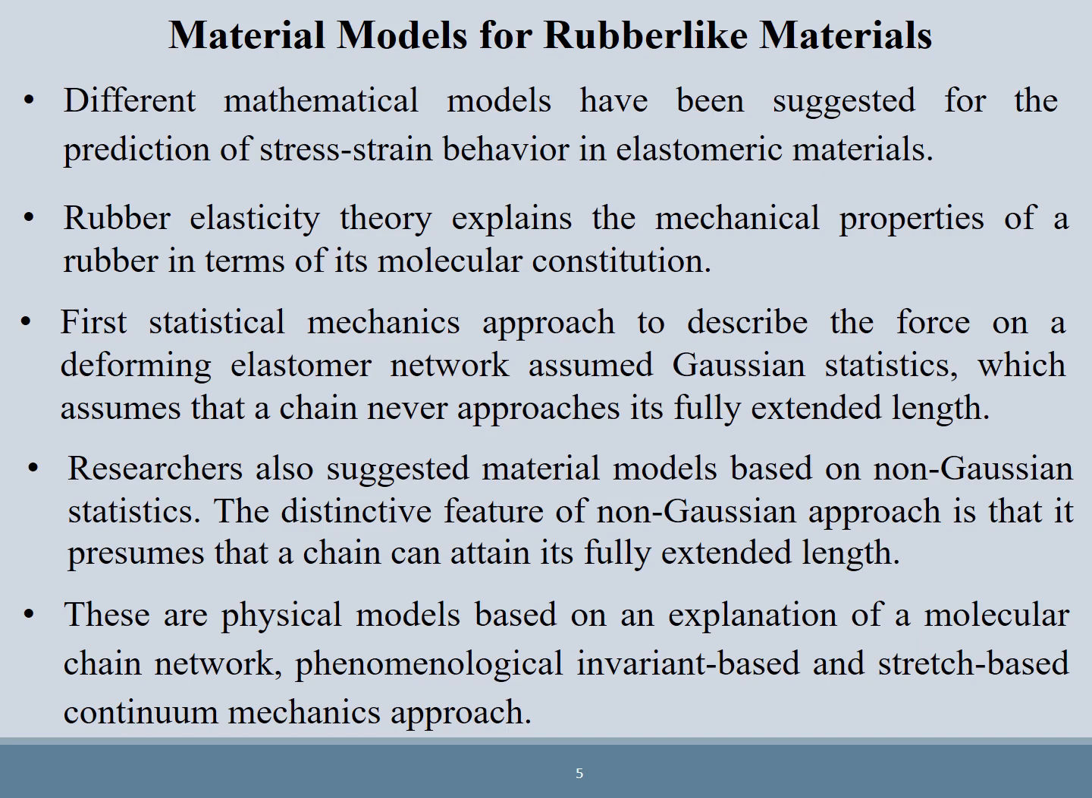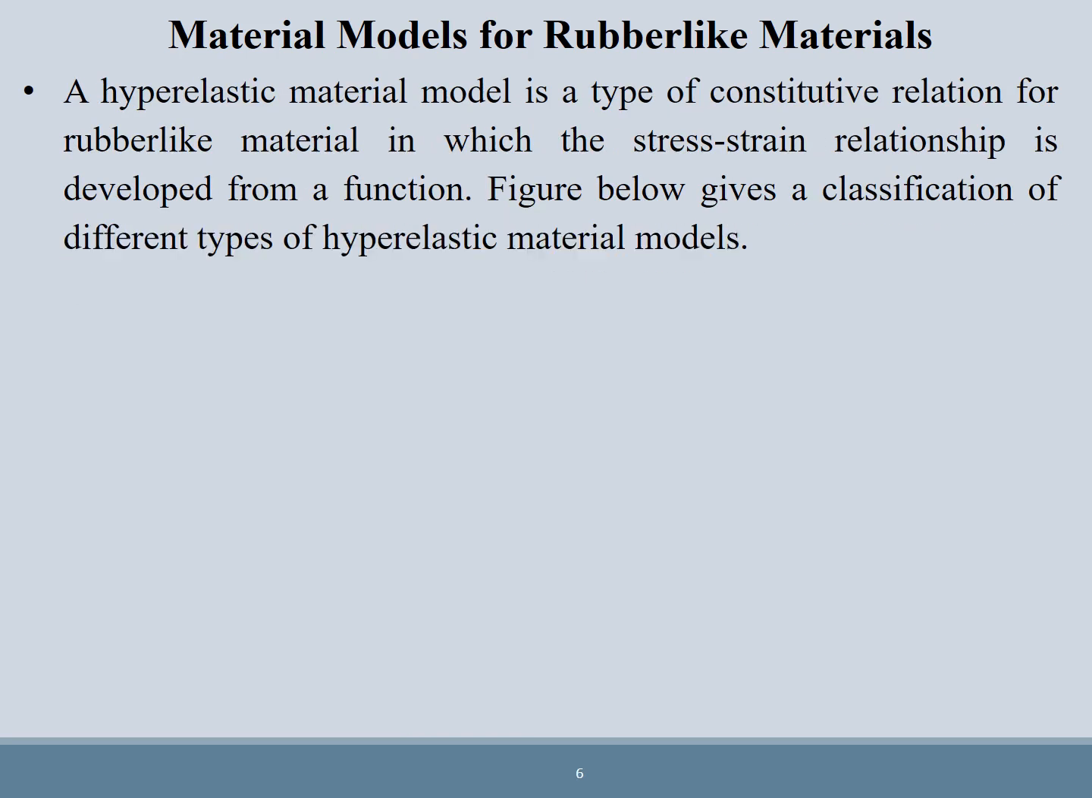We have three types, or three classes, of material models. A hyperelastic material model is a type of constitutive relation for rubber-like material. Now you know that a constitutive relationship is something in which stress is related with strain. So we are talking about a hyperelastic material model, which is a type of constitutive relationship for rubber-like materials, in which the stress-strain relationship is developed from a function, and that function is generally the strain energy function. Okay. The figure below gives a classification of different types of hyperelastic material models.